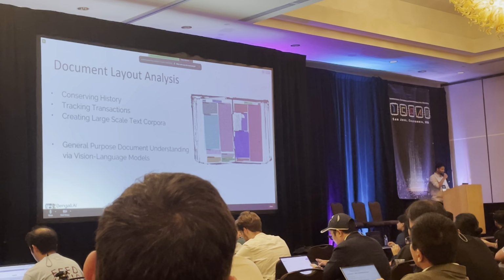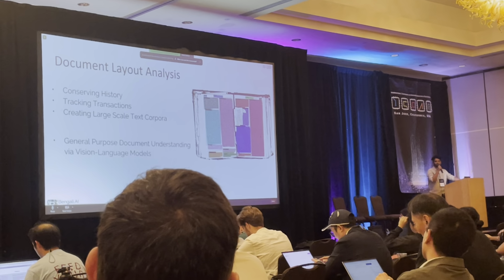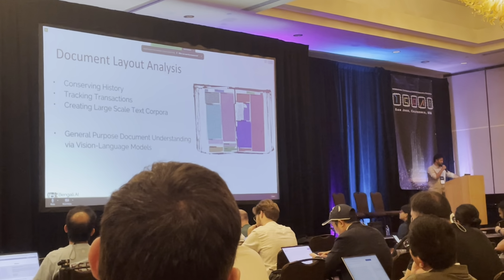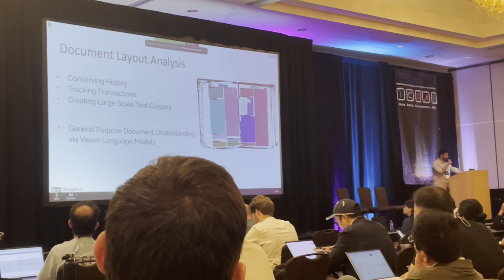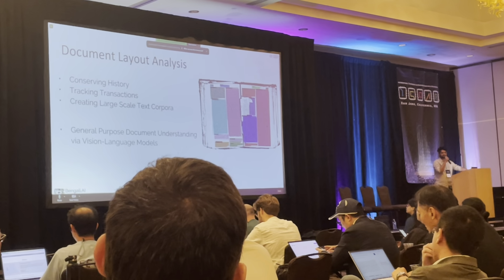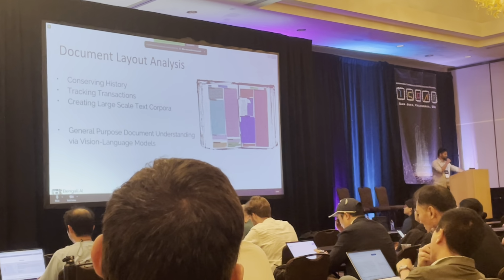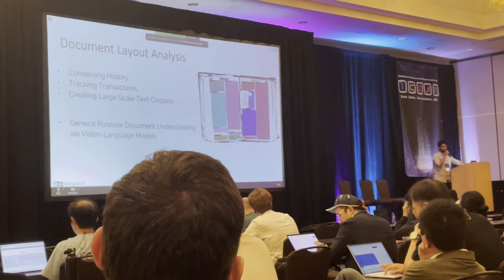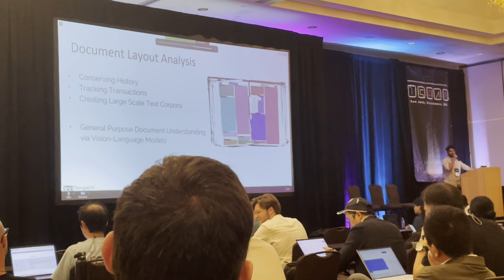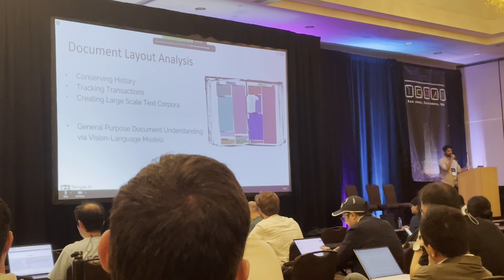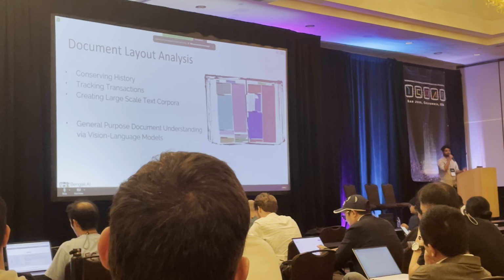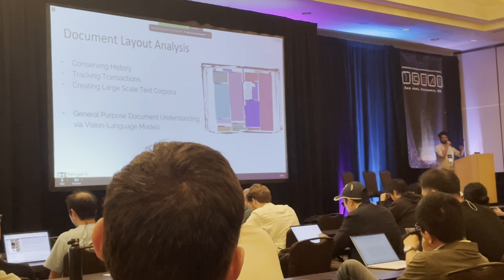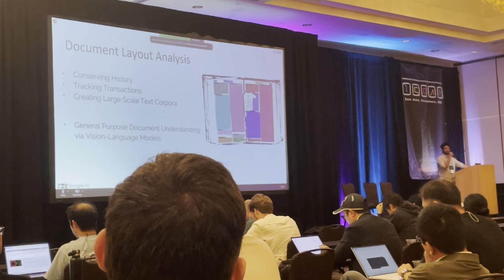Document layout analysis has been here for a while. It's very mature and ubiquitous in so many different applications. We've seen applications in conserving history, tracking transactions, financial documents, so many things, right? There are newer ideas where document analysis can be used to create new text for large language models, especially for multilingual settings, other languages where there's not enough good quality text online. So you can use DLA to parse books and get more text for language models.